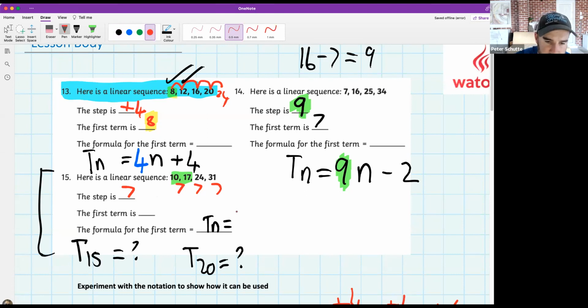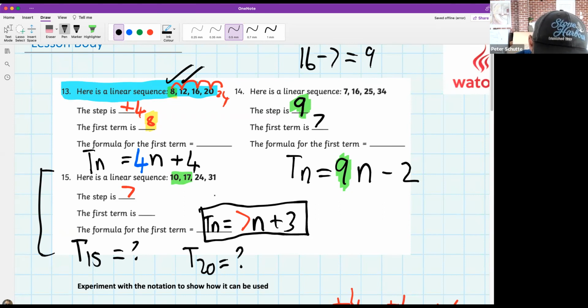So let's have a look. I'm going to get 7n. Now, how do we balance the first one? Let's have a look. At the moment, it says my first term is 7, and the first term in the list is 10. So what's the difference between 7 and 10? I need to go up by, I think I need to go up by 3. So the formula that I get is 7n plus 3.